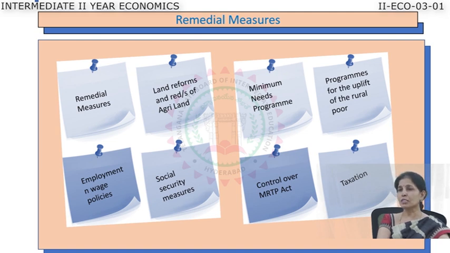And these measures are land reforms. Any reform suggested by the government, taken by the government for the development of agriculture, we consider to be land reform. We have minimum needs program for the uplift of the rural poor, employment and wage policies, social security measures, control over MRTP Act, and taxation. Let us see each one of them in detail.